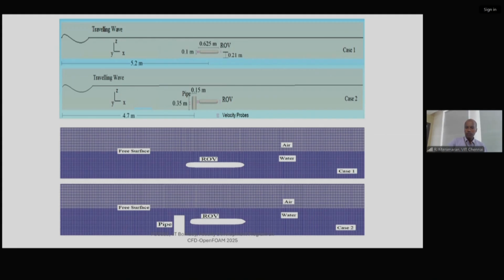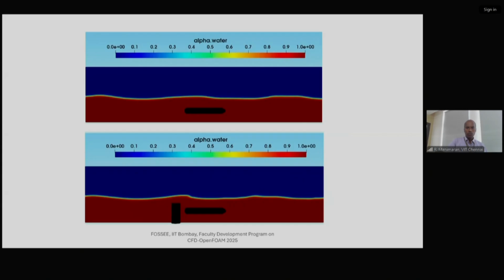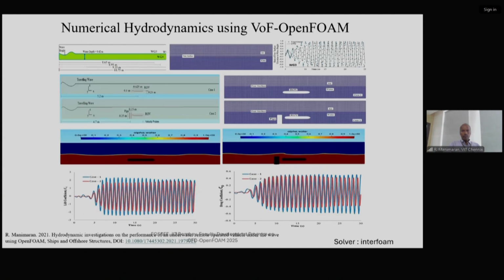For this, the interface has to be captured. So we have captured the ROV with the obstacle and without the obstacle. What is the interference in a moving case? The next study is about the hydrodynamics involved. What is the lift involved by incorporating the wave and without the wave, and with the obstacle, without the obstacle, which we could explore using the simple interFoam solver in OpenFOAM.